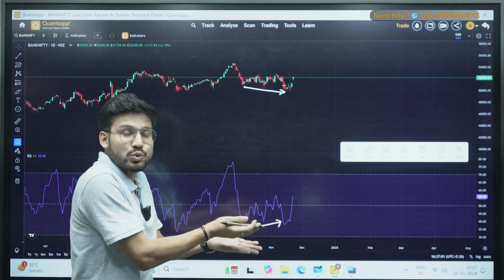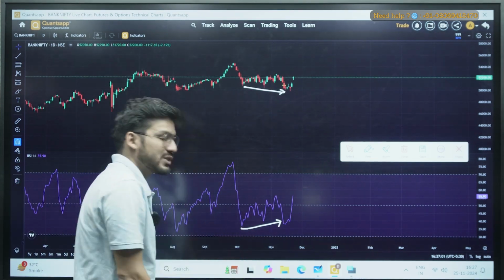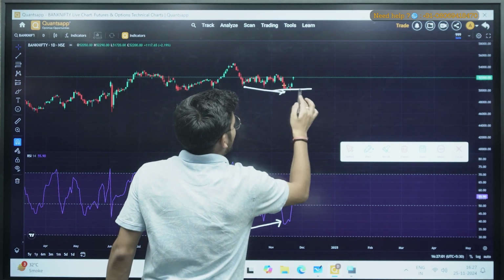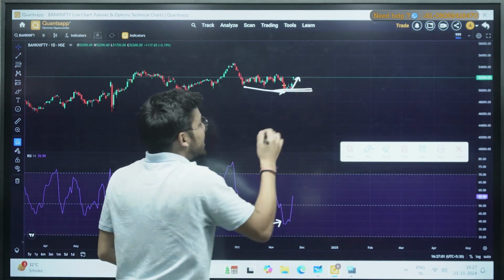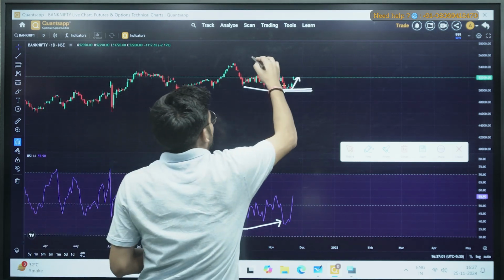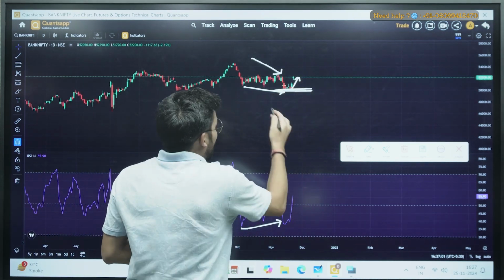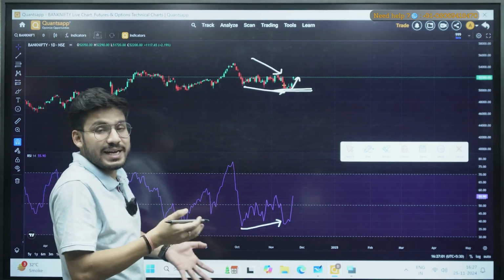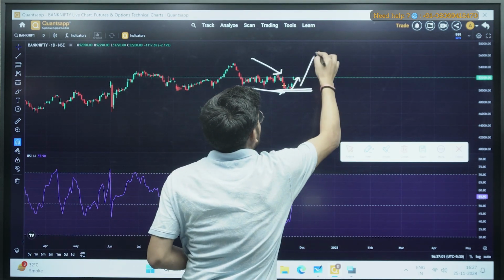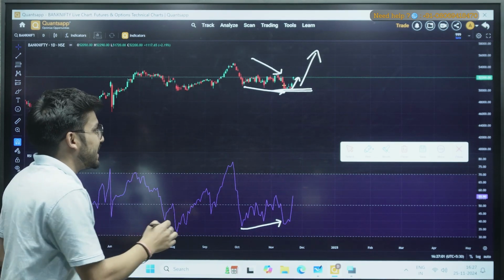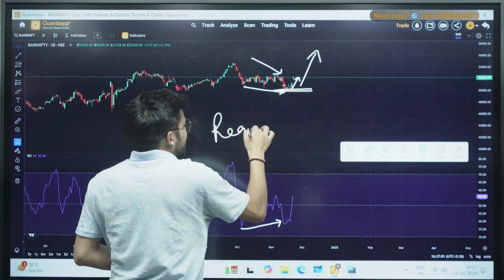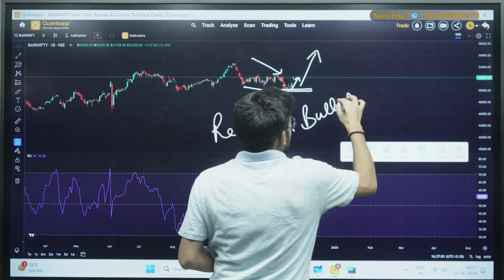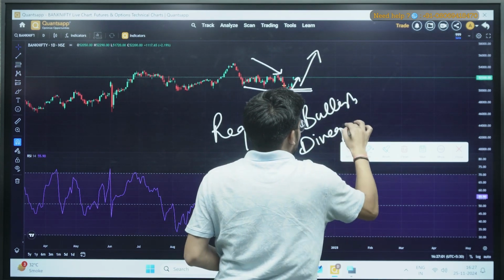It is making new swing lows that are higher than the previous one, right? So it is indicating to me that the market is taking support here, okay, and again it is moving in the upward direction. So this can be a trend reversal. If my market is going in the downward direction, and now I'm getting a divergence in my price and oscillator, this is an indication that my market can move in the upward direction from here. So this is my regular bullish divergence. This is my regular bullish divergence, okay.